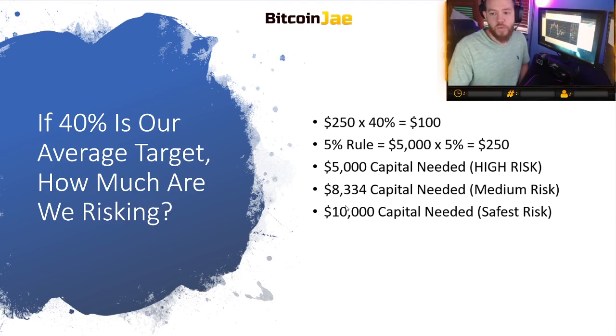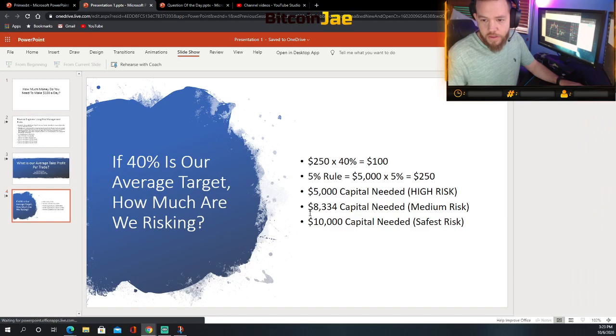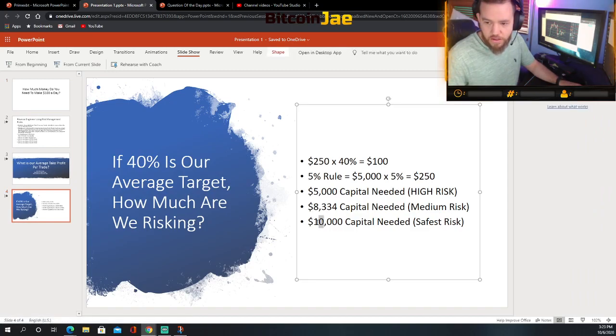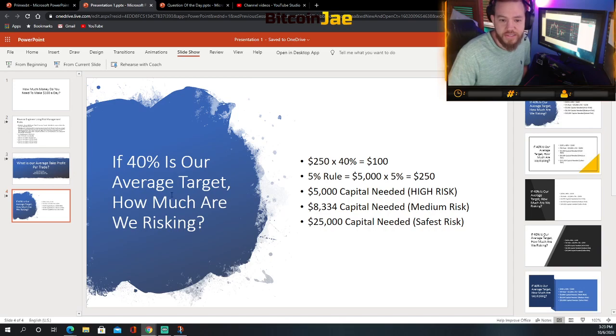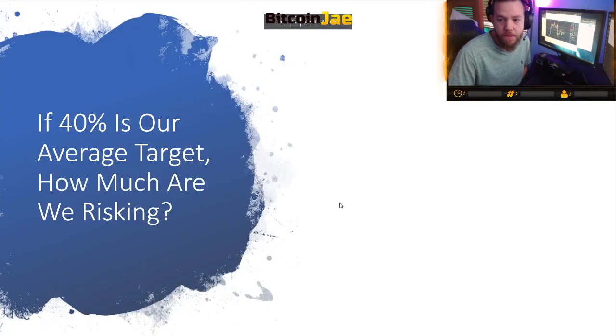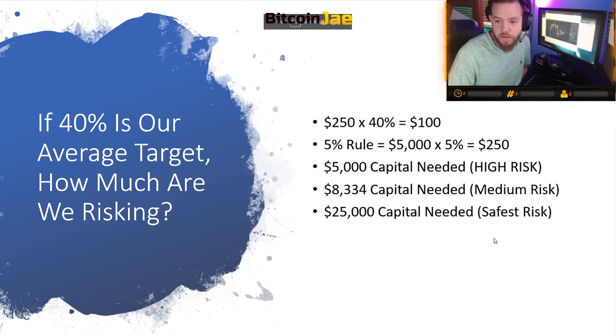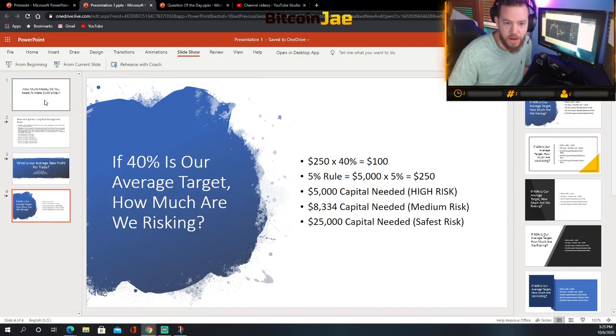Now the last one is the one that I made a mistake on. Whoops, I just knocked down my phone. This is actually $25,000 capital is needed. It's the safest risk where you're only risking at this point 1% of your capital, which is 250 times 40% on a winning trade equals $100, right? So that's pretty much it as far as that goes, guys.